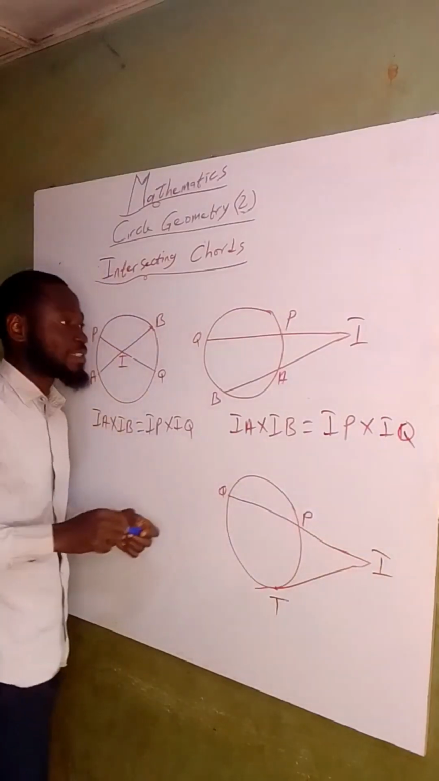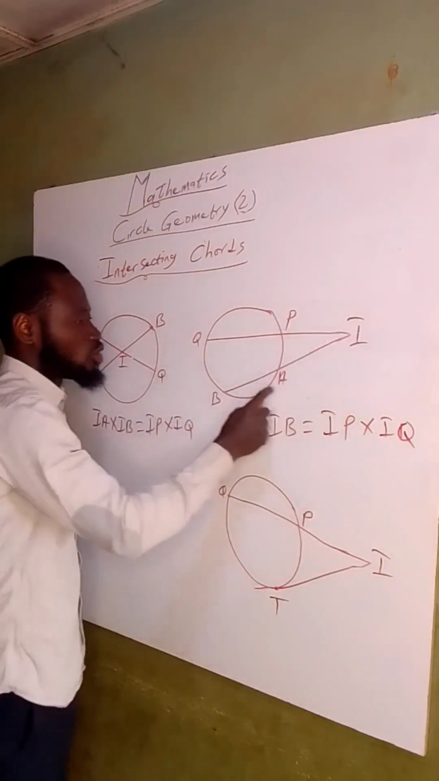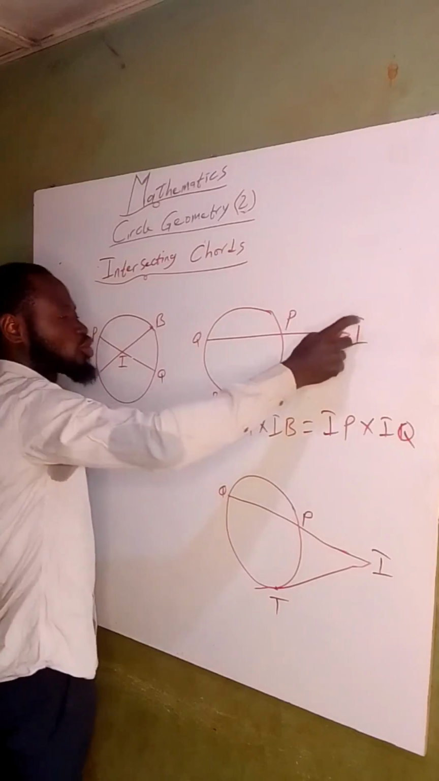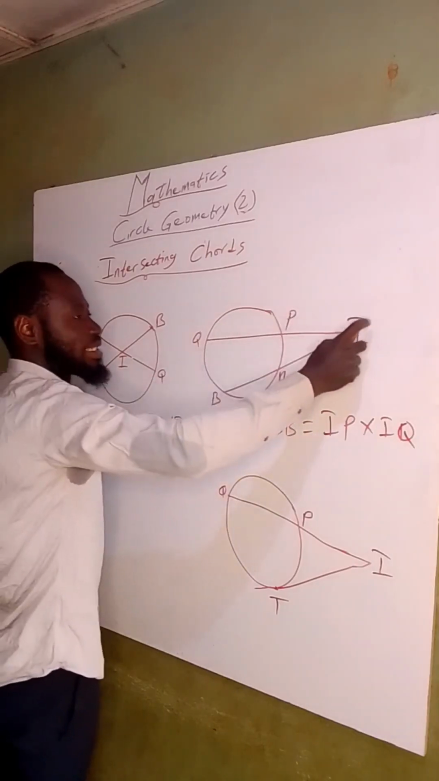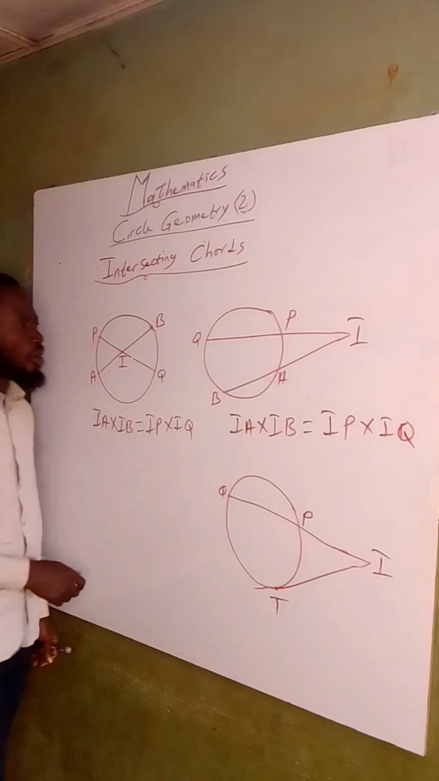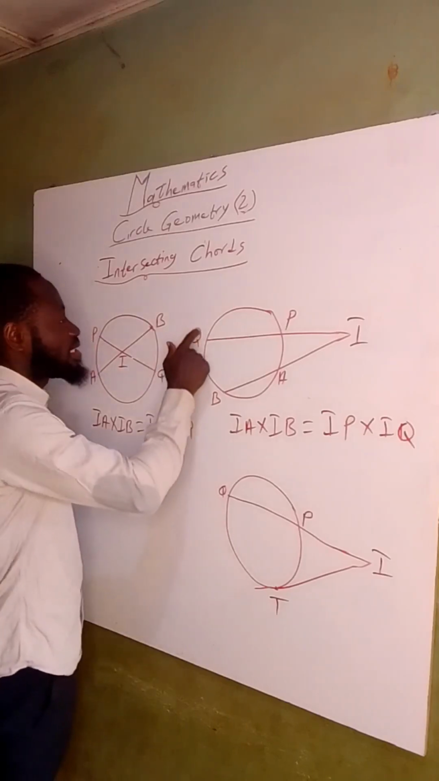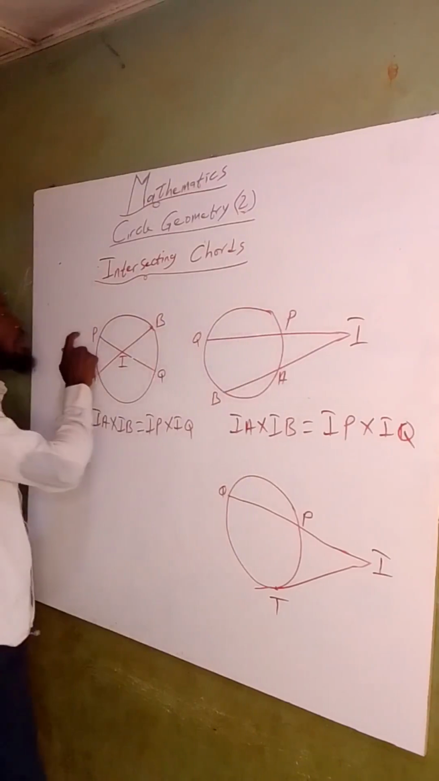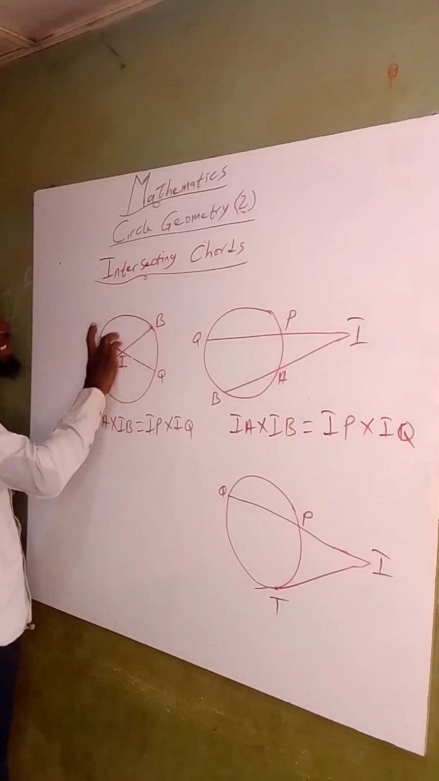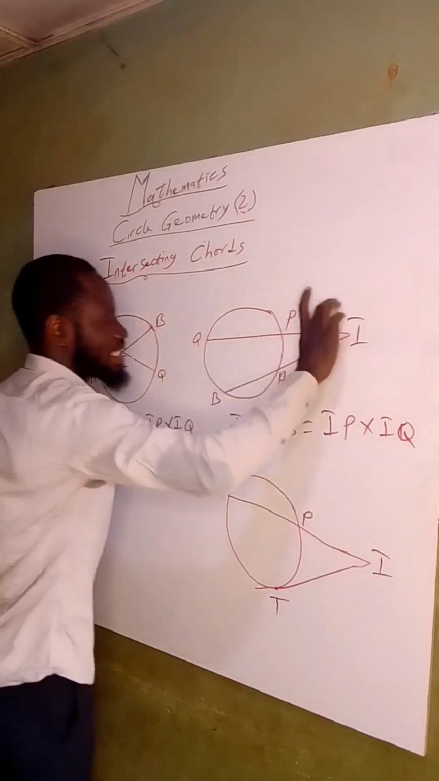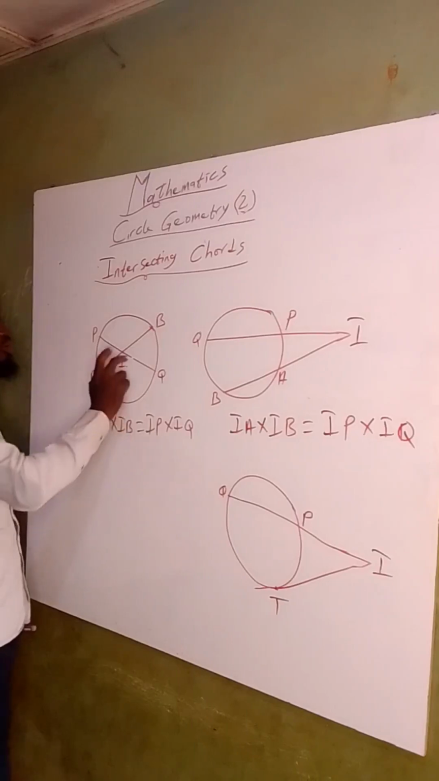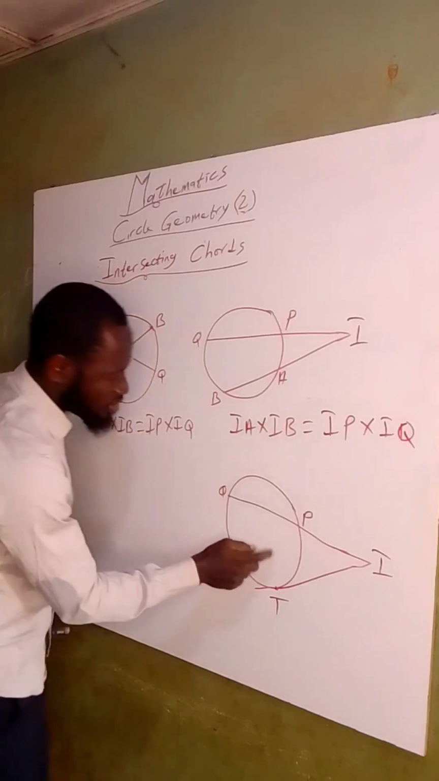What you just need to know is that the point of intersection to the first point, times the point of intersection to the second point, is equal to the point of intersection to the first point of the other chord, times the point of intersection to its second point. So you can see, I've explained that QP is a chord, AB is a chord, and they intersect at I. So whenever we have such, we're going to have IA times IB equals IP times IQ.